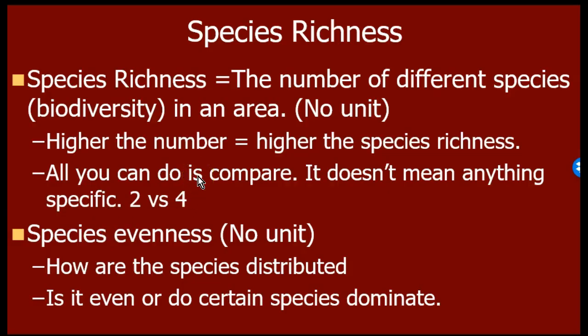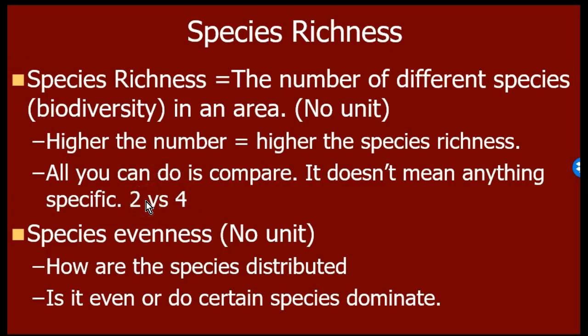Species richness is really easy. The only issue with these three numbers is there's no unit. They're just straight numbers. This measures biodiversity. How many different species are in the area? Higher the number, the higher the species richness. Again, pretty simple. But all you can do with any of these numbers is compare one area to another. A 2 or a 4 or a 7 doesn't really mean anything unless you compare it to another area.